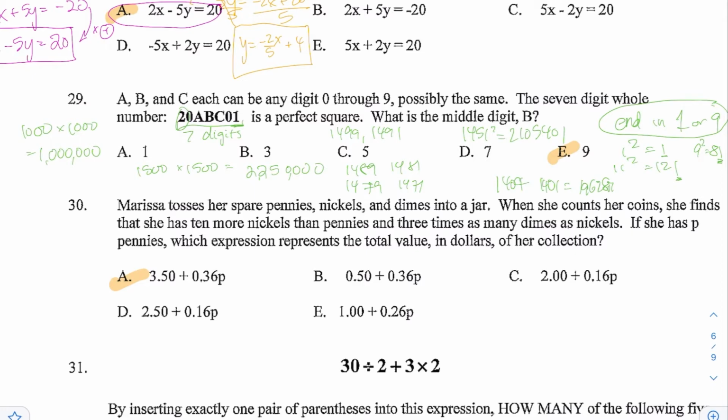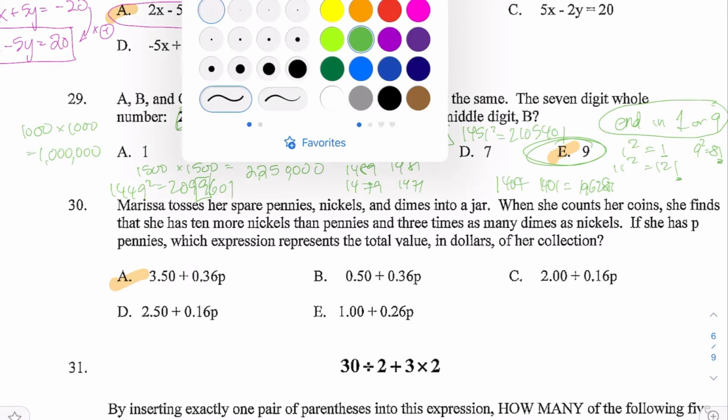If you actually try 1449 times 1449, you get exactly that would be your answer. You will get 2099601. So the middle digit is a 9, choice E. So for this question, you just have to guess and check with the calculator. If you don't have a calculator, you would do this question last. Skip this, come back to it later if you find yourself with some extra time.